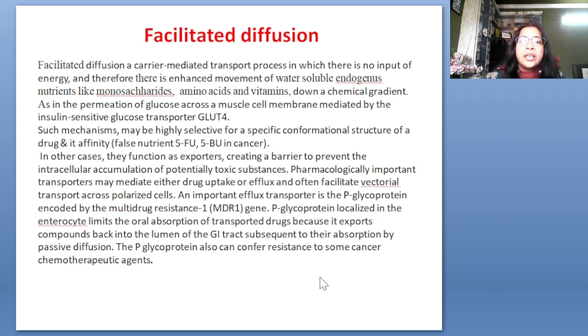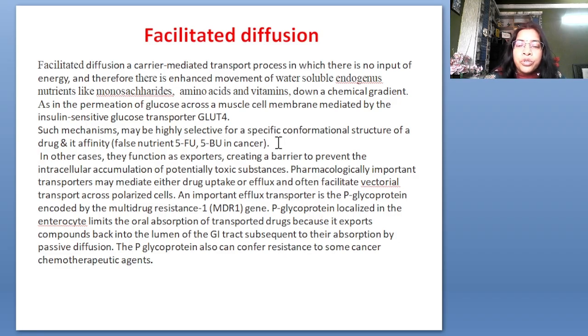Now, what is facilitated diffusion? Facilitated diffusion is a carrier-mediated transport process in which there is no input of energy and therefore there is enhanced movement of water-soluble endogenous nutrients like monosaccharides, amino acids, and vitamins down a chemical gradient, as in the permeation of glucose across a muscle cell membrane mediated by the insulin-sensitive glucose transporter GLUT4. This is one example. Such mechanisms may be highly selective for a specific conformational structure of a drug and its affinity.